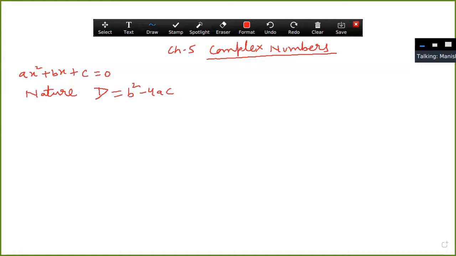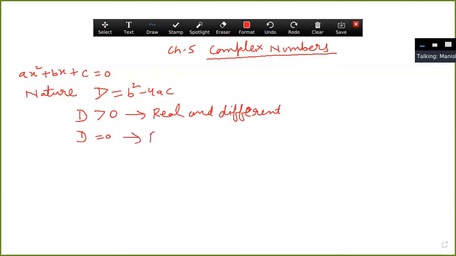If D is greater than 0, then what is the nature of the roots? Roots are real and distinct, real and different. If D is equal to 0, you studied that roots are real as well as equal.